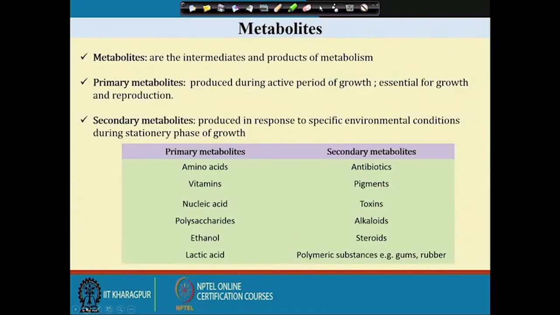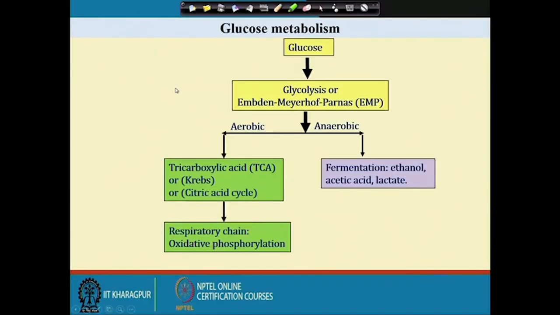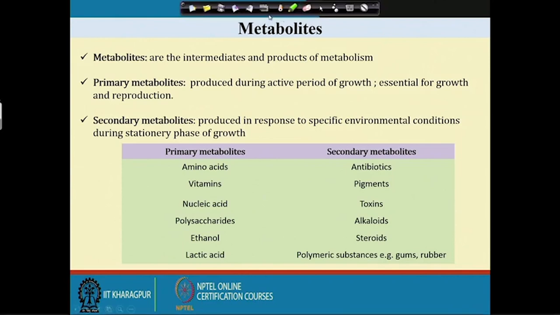Now, metabolites are the intermediates or products of metabolism, because as I told you, in a chain several products are formed, and individual molecules we call metabolites. They are broadly divided into two different types: primary metabolites and secondary metabolites. Primary metabolites are like amino acid, vitamin, nucleic acid, polysaccharide, ethanol and lactic acid, and secondary metabolites are antibiotics, pigments, toxins, alkaloids and steroids, and polymeric substances like gum and rubber.